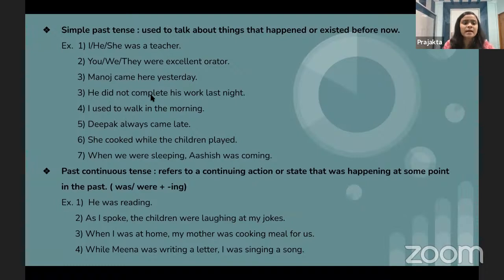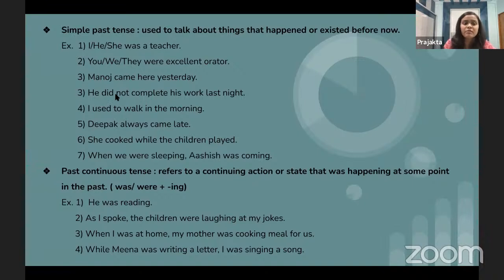He did not complete his work last night. Okay, did is another form of past tense. So, he was not completed his work last night, you can say like this too. ऐसे भी बोल सकते हैं. Okay, but whenever we use was here, अगर हम यहाँ पे was use करते हैं, so we have to use ed form in the main verb.